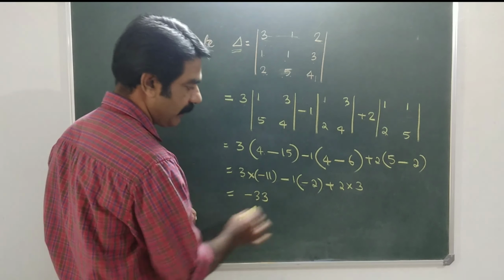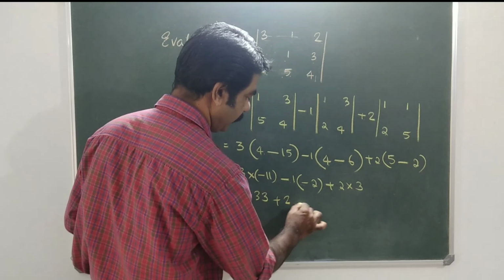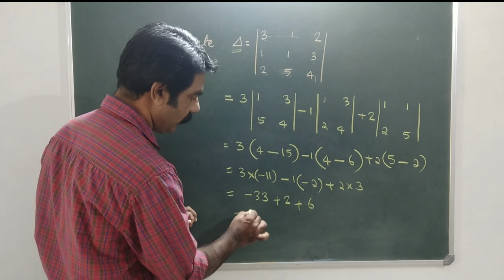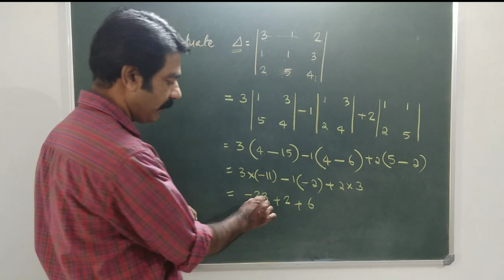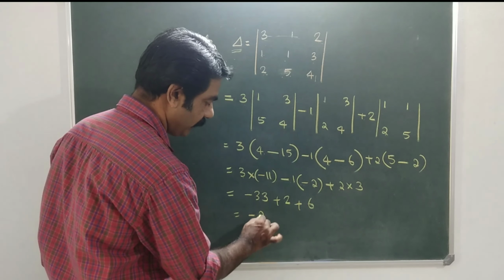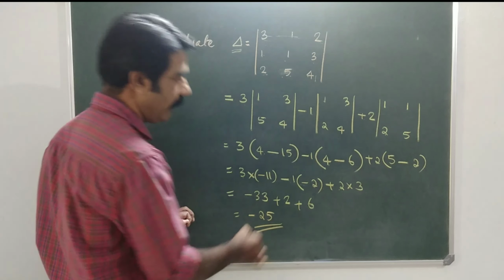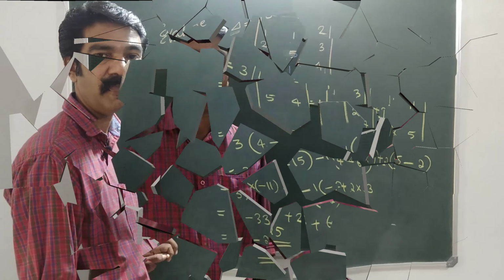So 3 into minus 11 is what? Minus 33. Minus 1 into minus 2 is what? Plus 2. 2 into 3 is what? 6. That's equal to minus 33 plus 2 plus 6. Okay. What is minus 33 plus 2? It becomes minus 31. Plus 6 is equal to what? Minus 25. So the value of this determinant is what? Minus 25. Delta is equal to minus 25.